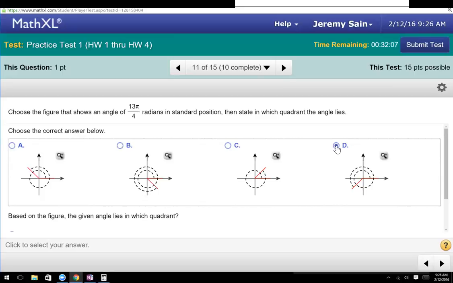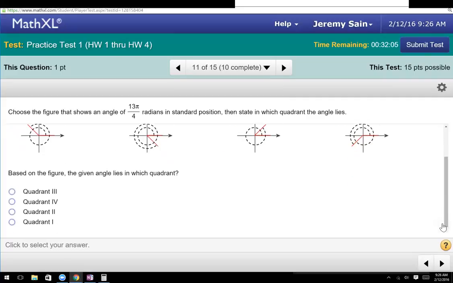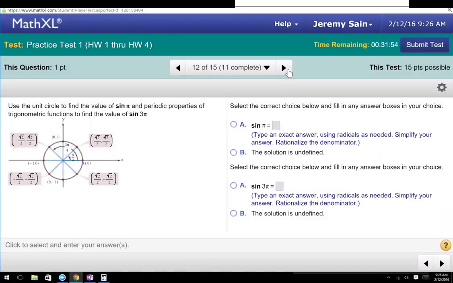No, that'd be 3. And based on the figure, the angle lies in quadrant 3. Pick number 3.